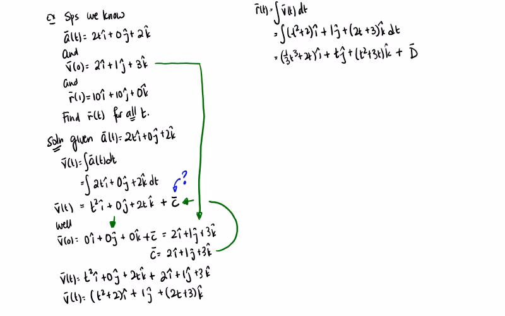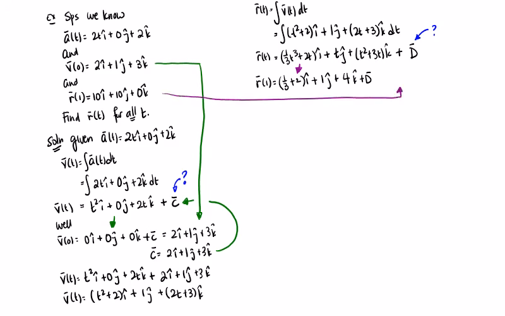Now I'm going to use a different letter so I don't confuse myself and think it's the same c, because it isn't. But again, we now have a d here. We need to know what it is. So just like before, this is our r of t. Now in this case it's r of 1 that we know. So r of 1 here is 1/3 plus 2 i plus 1j plus 4k plus d bar. That comes from here, but it can also come from here, the data that was given. So this is 10i plus 10j plus no k's.